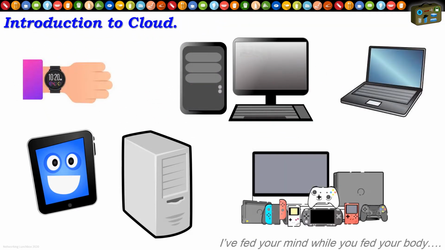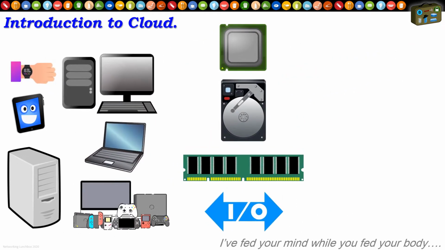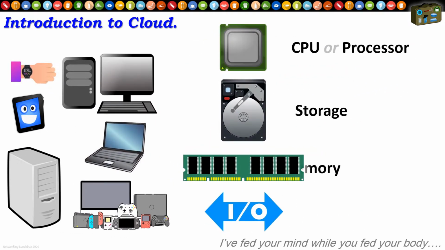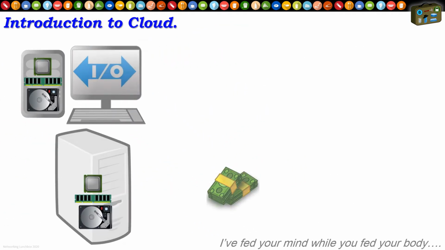We use all sorts of different devices every day. Tablets, phones, computers, gaming consoles, laptops. But all of these devices have one thing in common. They've all got a CPU or some sort of processor, storage where information is stored, memory for the CPU to run programs, and some sort of input-output. Keyboard, monitor, touchscreen, etc.